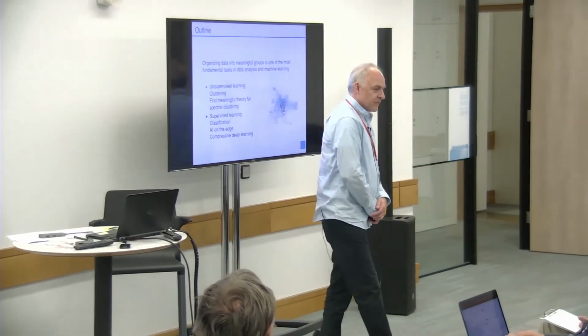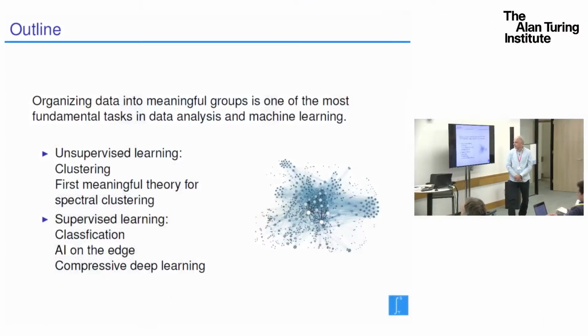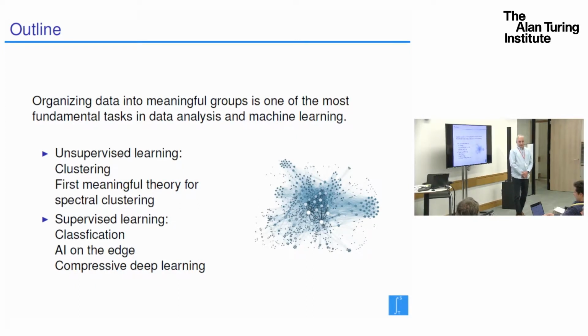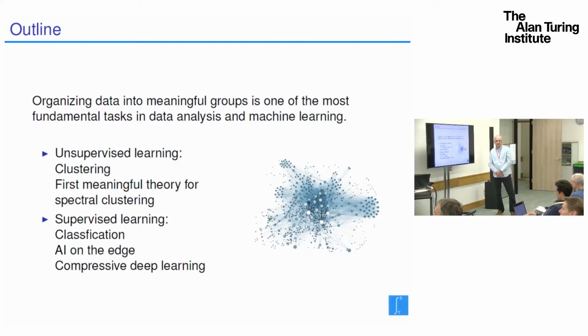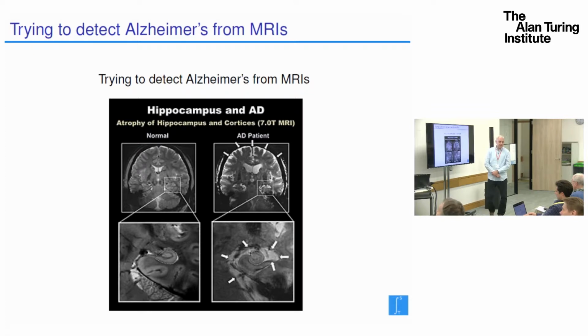This talk has two parts. The first part is very theoretical. It has to do with unsupervised learning, with clustering, with spectral clustering. And the second part is very applied. It has to do with classification, supervised learning, pushing AI to the edge, and deals with compressive deep learning. So if you don't care much about theory and not really about very applied things, there's nothing in this talk for you. Otherwise, let me start with the first part.